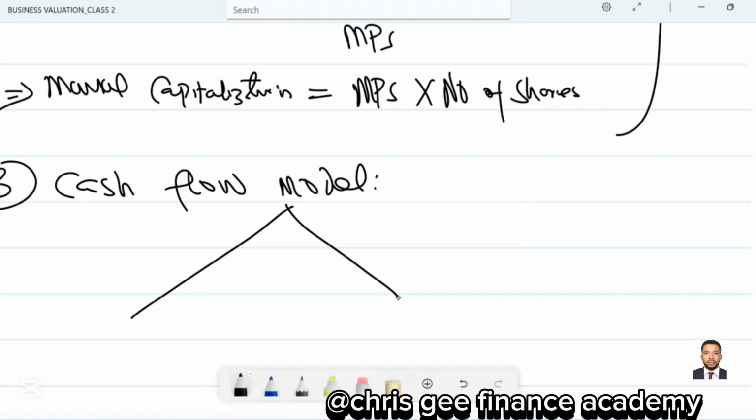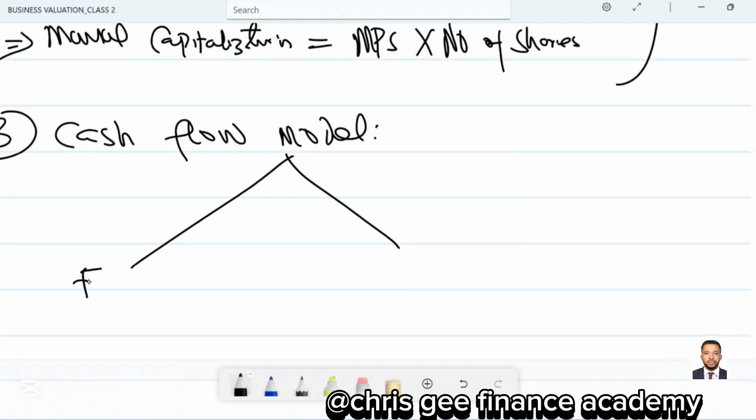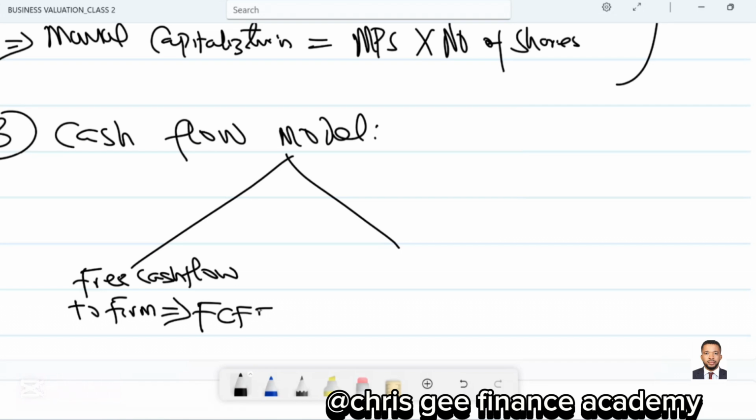Is that not? And we said there are 2 types. The first is the free cash flow to firm. All we are saying is whatever cash flow that you have belongs to two people. Who are they? The debt holders and what? And the equity holders. No thinking.